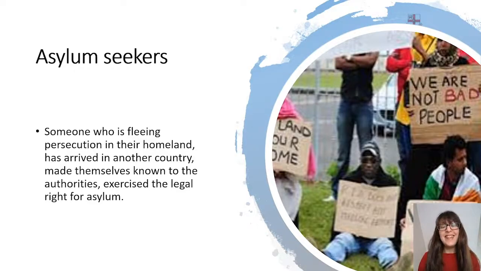And finally, I want to define who an asylum seeker is. So this is someone who is fleeing persecution in their homeland, has arrived in another country, made themselves known to the authorities, and exercised their legal right for asylum. So a refugee is generally somebody who has sought asylum and then been recognised as needing that protection, whereas an asylum seeker is someone who is seeking recognition as a refugee.